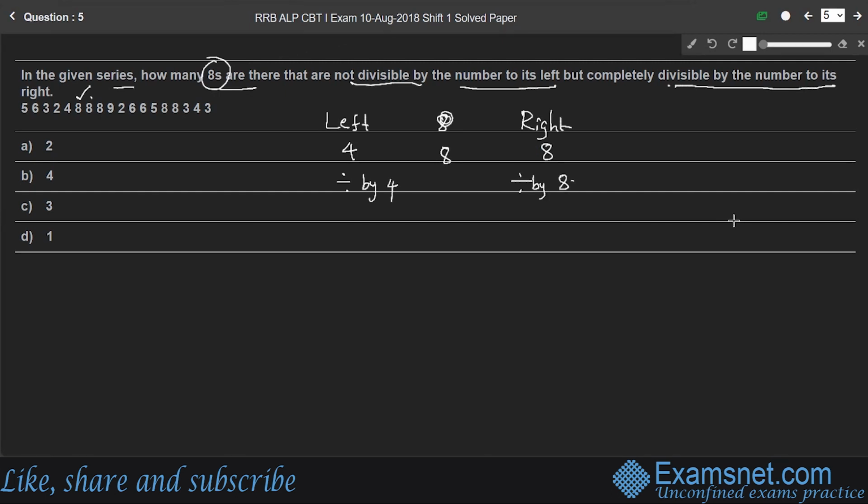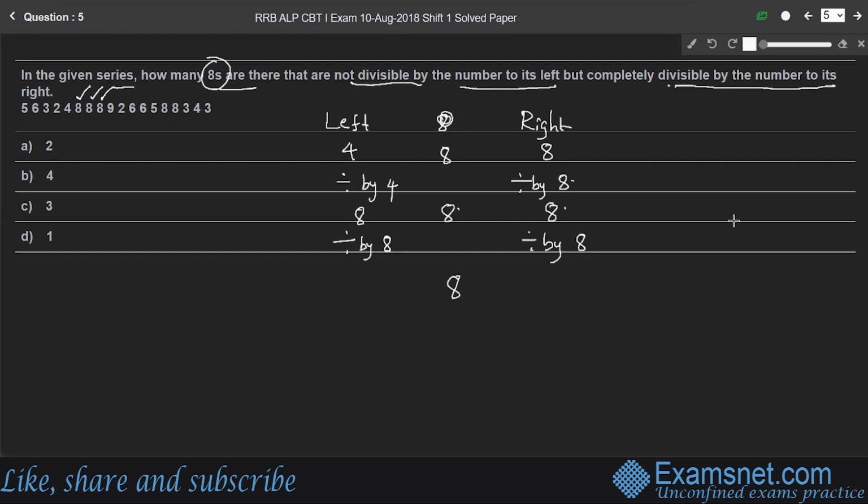So consider the second 8, right? To its left and right, to its both sides, it has the number 8 itself, whereas 8 is divisible by the number to its left and it is divisible by the number to its right also. 8 divided by 8 and 8 is divisible by 8, right? Therefore, we cannot take the second 8 also. Even the third 8 cannot be taken, right?